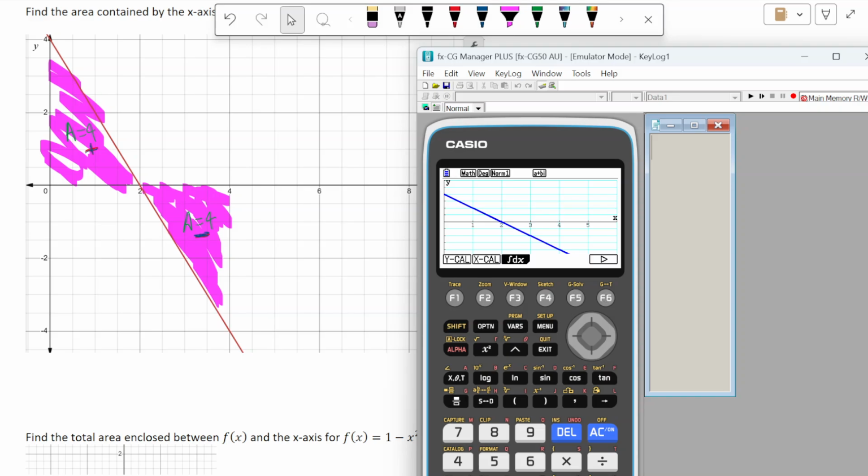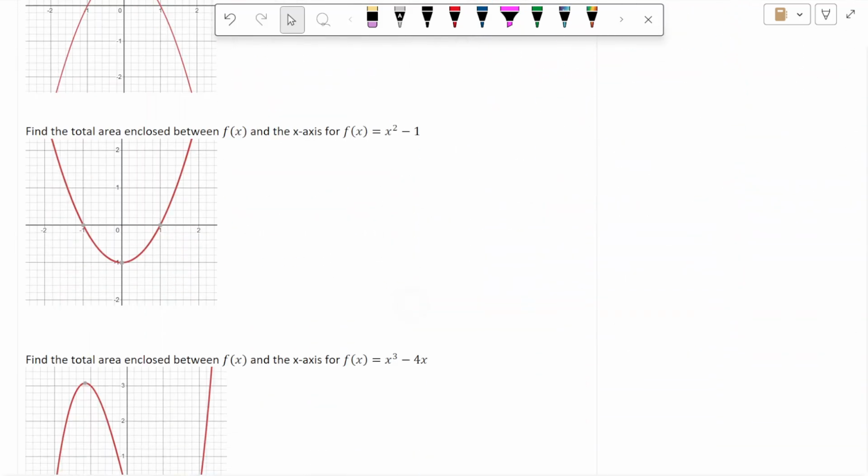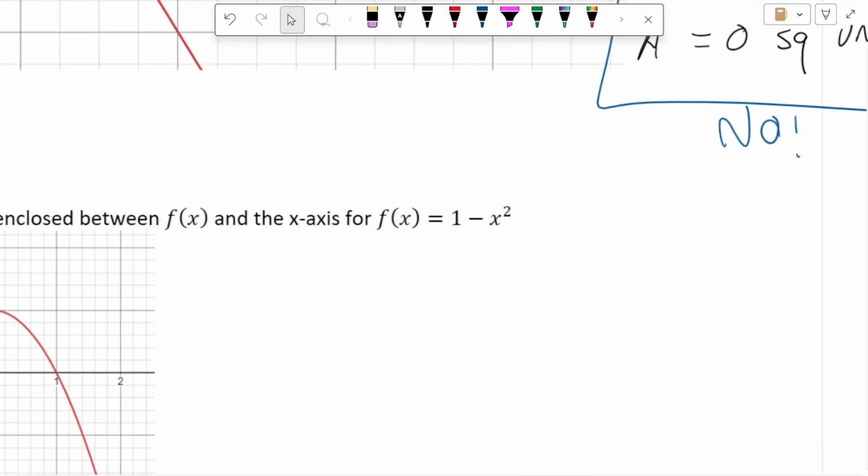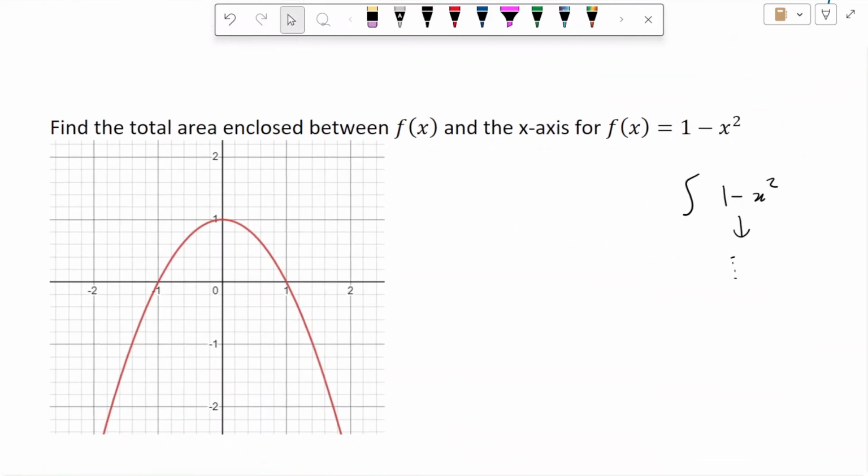G-solve, scroll across, integral. This is why I've been saying do mixed, 0 and 4. You'll see that the integral is 0, but the area is 8. So that's the difference there. Okay, that's all the ones I'm going to be doing by hand in this video, but just be aware that if you wanted to do this one by hand, you go 1 take x squared, you get the antiderivative, and so on and so forth.